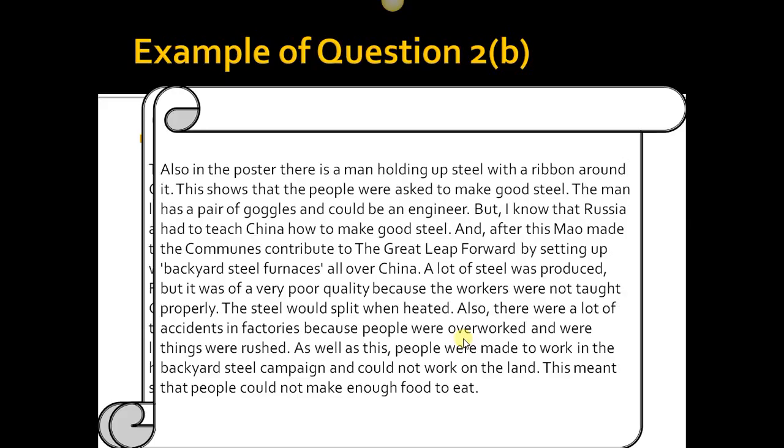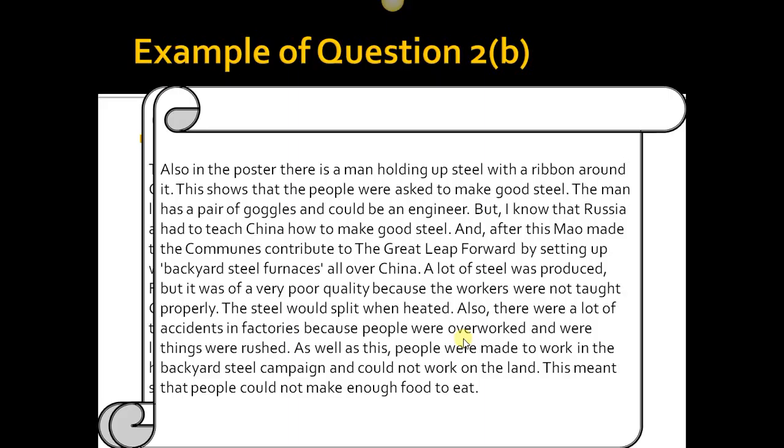This could be like a second paragraph. Again, I feel I've written a little bit too much for this, but all good stuff. So also in the poster, there is a man holding up steel with a ribbon around it. This shows that people were asked to make good steel. The man has a pair of goggles and could be an engineer. But I know that Russia had to teach China how to make good steel.